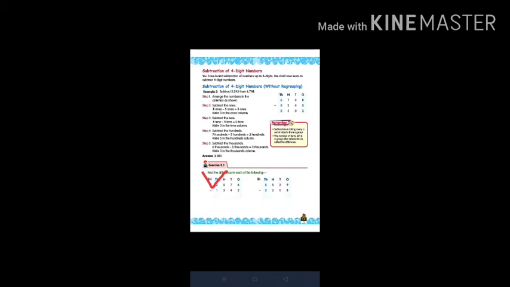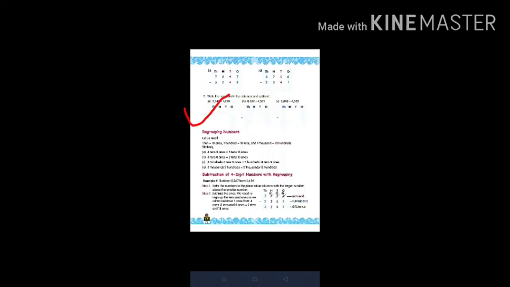So for this you have to open your book, page number 43, exercise 3.1. Question number 1 and question number 2 you will do in your book yourself. I hope now you are able to do this exercise.